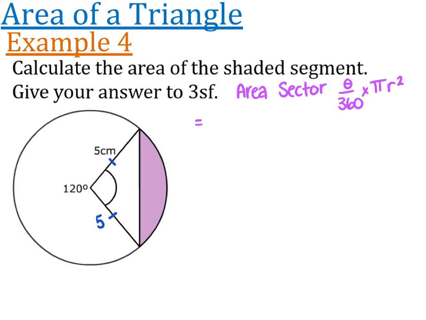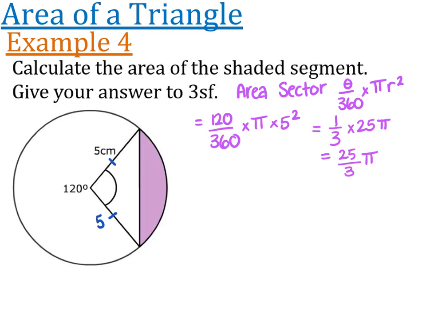So the area of the sector is going to be 120 divided by 360 times pi times 5 squared. So that is 1/3 times 25 pi, which is not going to look super nice. So I'm just going to leave it as 25 over 3 times pi. We'll get to the decimals at the end.